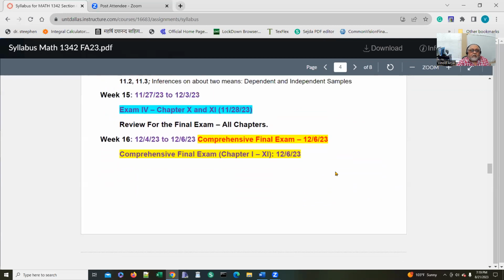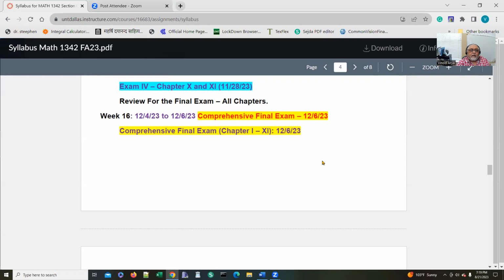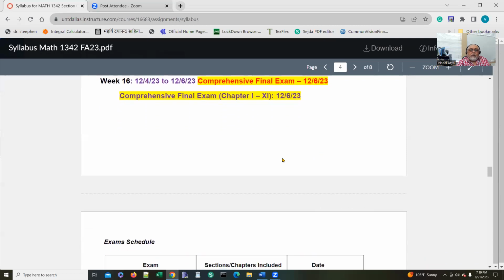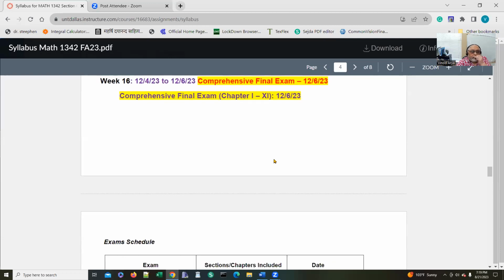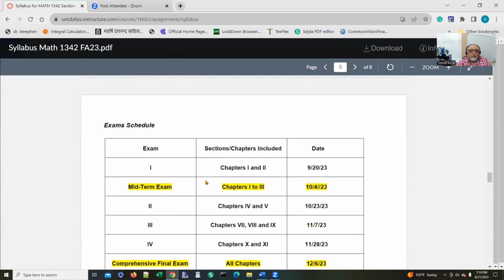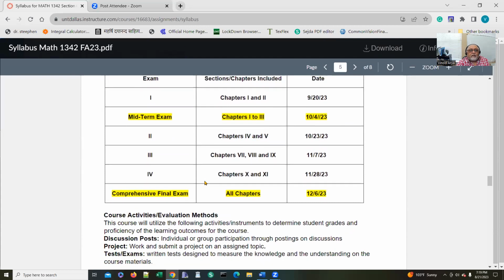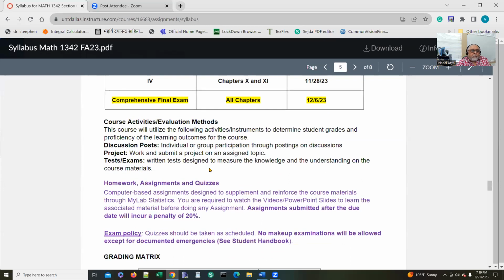there is hardly any chance for you to get a makeup exam, specifically for the comprehensive final exam, unless you have a really unavoidable emergency or medical emergency or something like that. Then probably a makeup exam can be given to you, provided you give me the necessary certificate and documents.